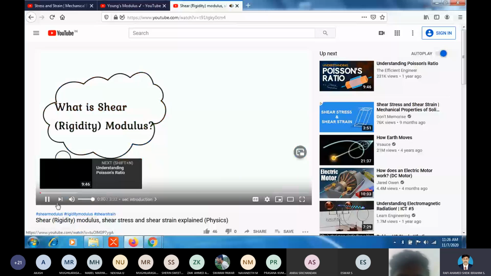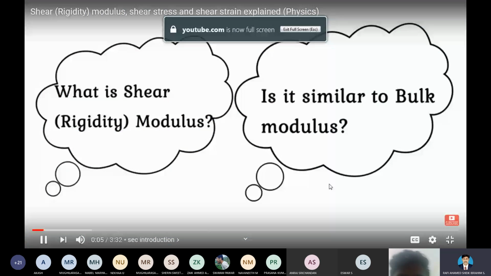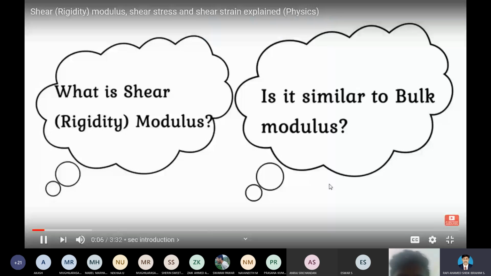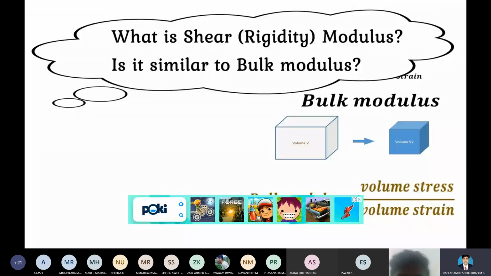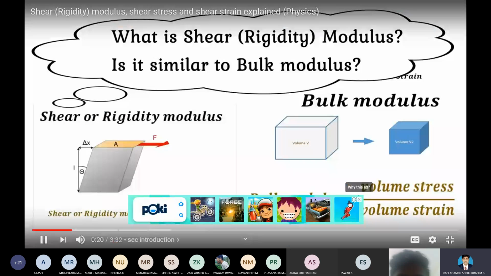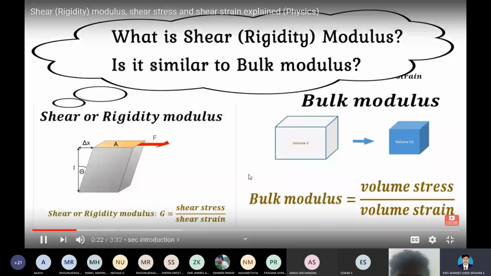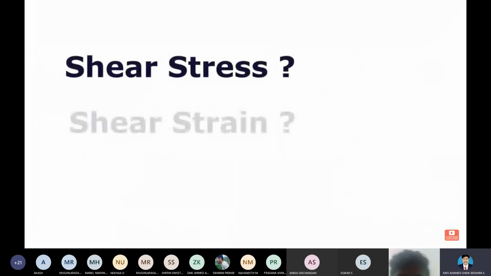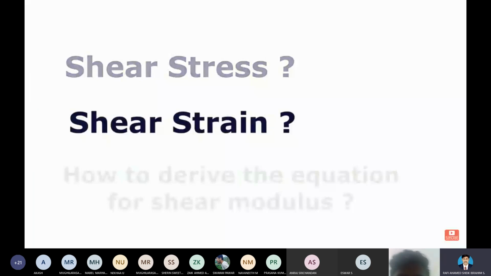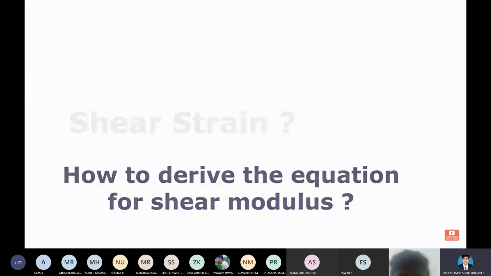So the shear modulus, which is also known as rigidity modulus, is almost similar to that of bulk modulus. But the difference is, the bulk modulus is equal to the volume stress divided by volume strain, where the shear or rigidity modulus is shear stress divided by the shear strain. The shear modulus is denoted by capital G and it describes the material's response to shear stress. We are going to explain what is shear stress, shear strain, and how to derive the equation for rigidity modulus.